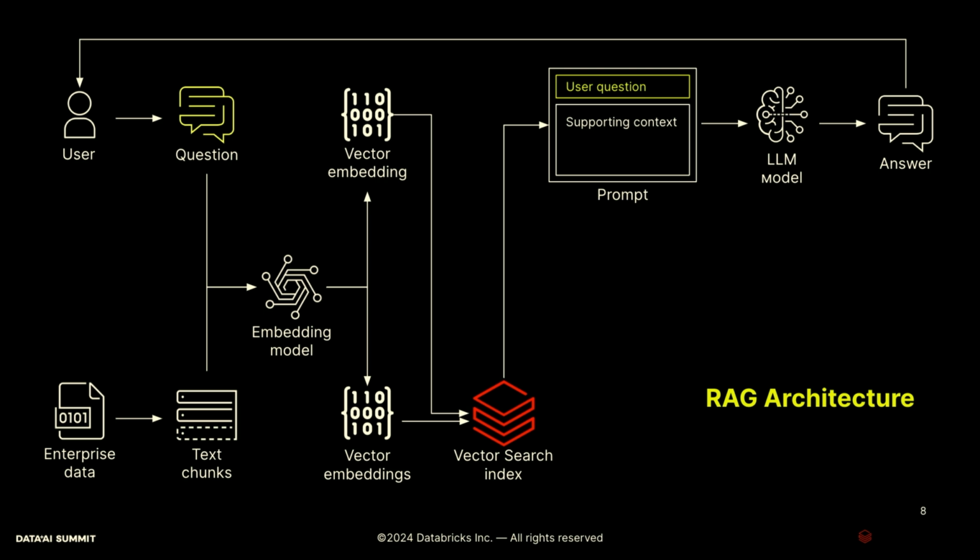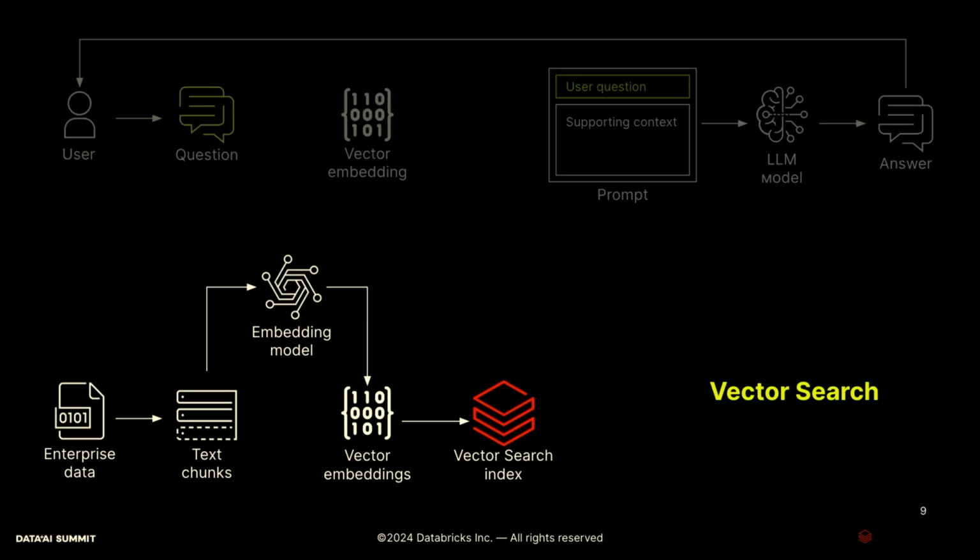So when a user comes and says, "I have a question, do people like Mosaic AI Vector Search?" what a RAG system will do is convert that into an embedding using a model, use similarity search to find relevant context, give it as a prompt to an LLM, and return the answer. As you can see, in this architecture, vector search is a critical component which allows you to ground your application, which allows you to pass relevant context.